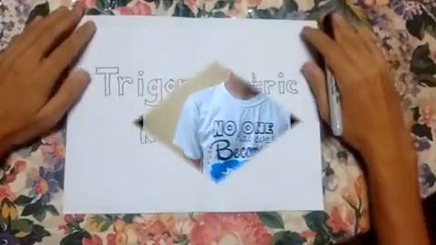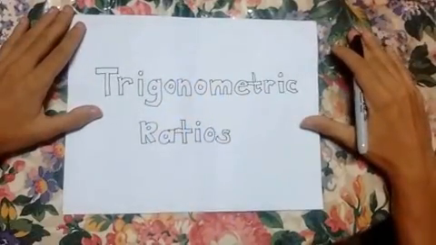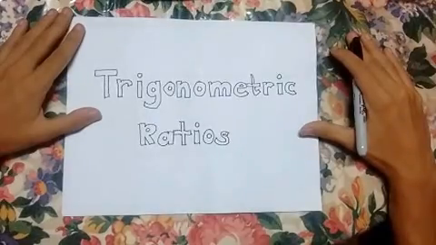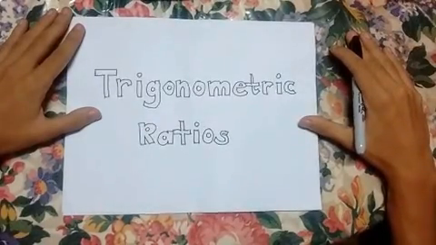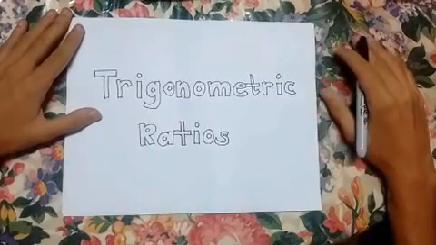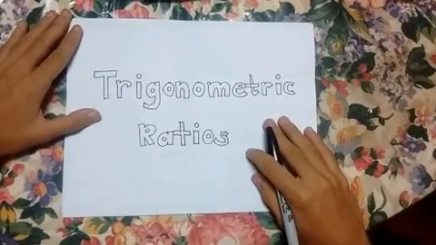And today, we're going to learn about the trigonometric ratios. So are you guys ready? Come on, let's start. So, the first thing you should know is that trigonometric ratios are applied only on right triangles. So if you have a non-right triangle, the trigonometric ratios cannot be used.